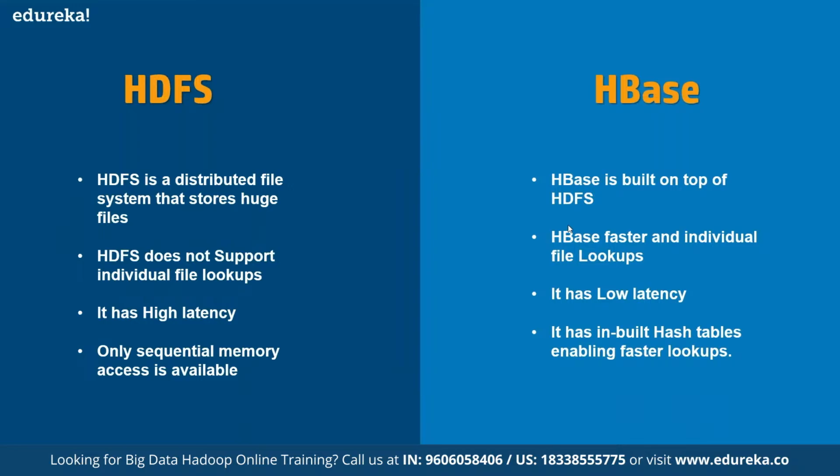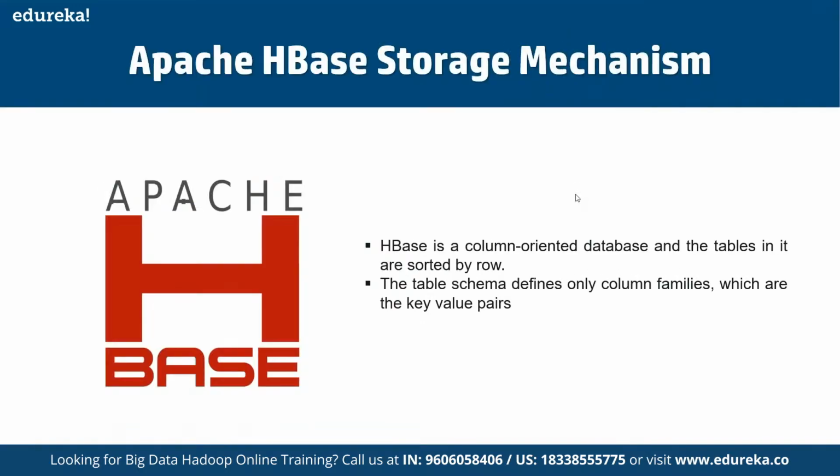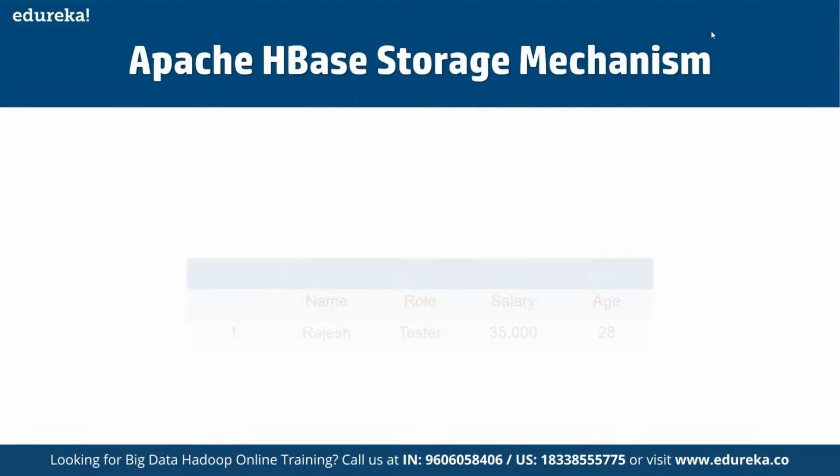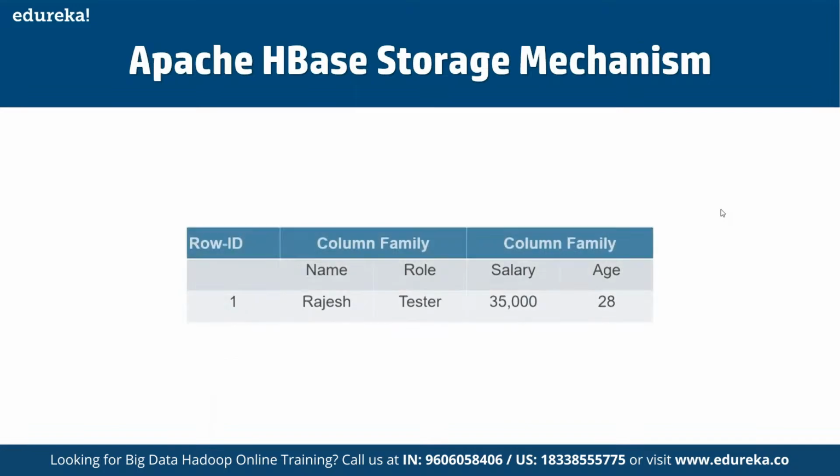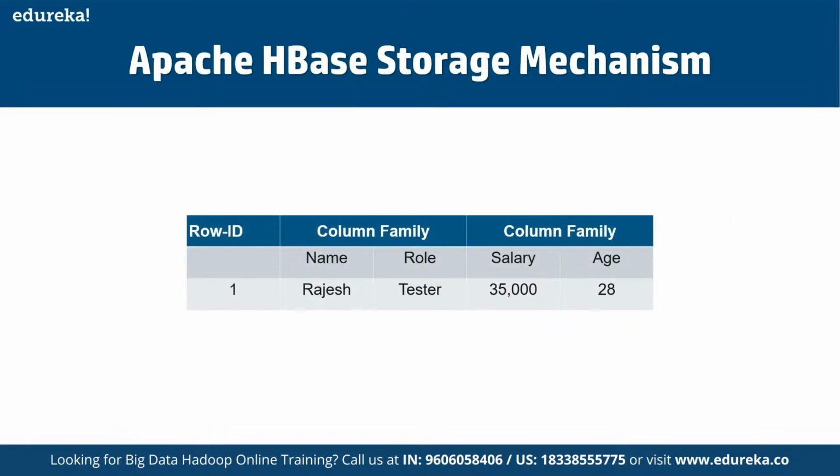If we talk about the HBase storage mechanism, HBase is basically a column-oriented database. The table schema defines only column families and key-value pairs. That's why we can say HBase is a simple NoSQL database. It's not an SQL database, not part of the relational database service, but a complete NoSQL database service, like we have DynamoDB and Cassandra. So these are NoSQL databases. For example, here we have defined a row ID, and then we have column families as name and role.